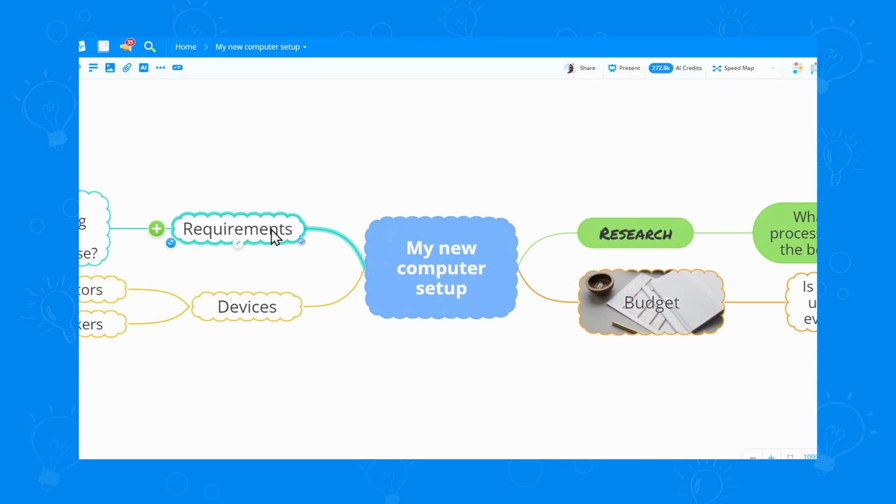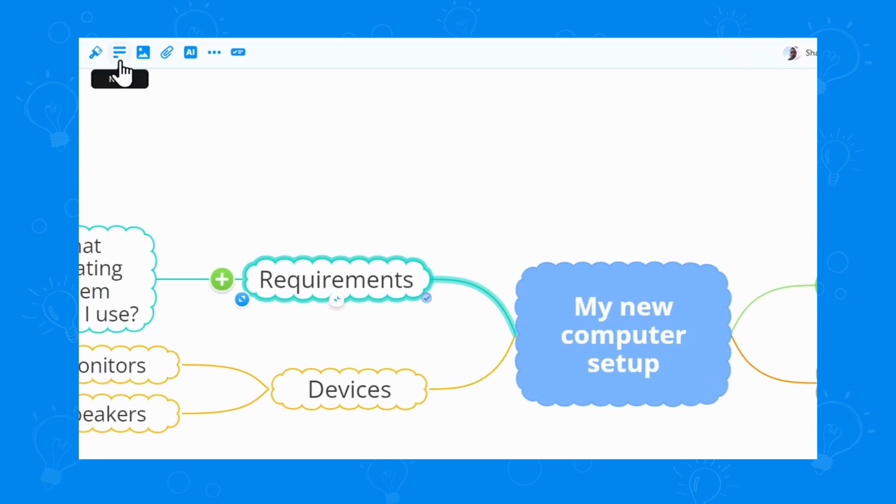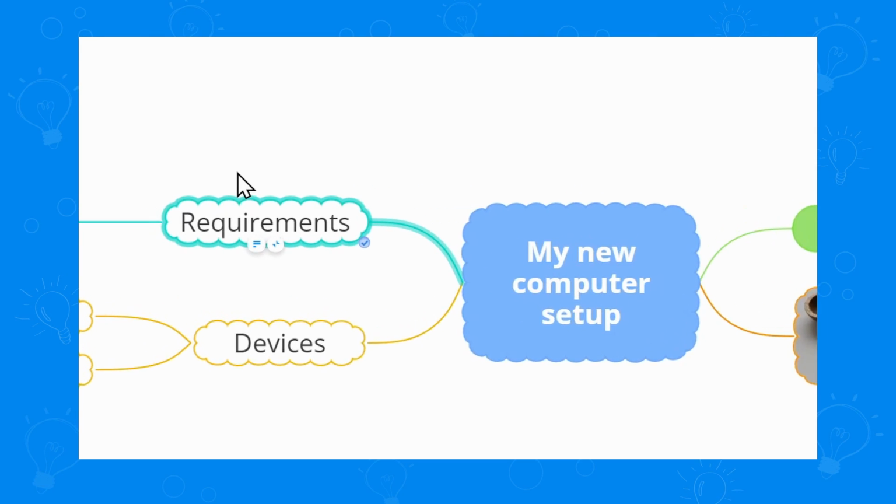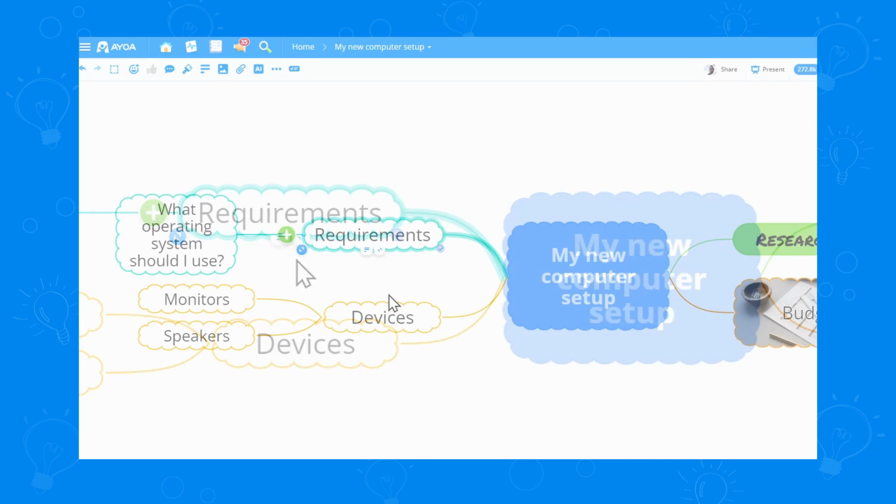Let's add notes and attachments. For notes, we can click on the notes icon in the top left toolbar. A side panel opens, and we can add our notes in here, format the text, and make some edits. Once we're done, we can see that a little notes icon appeared on the branch.